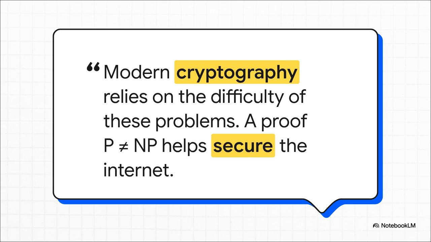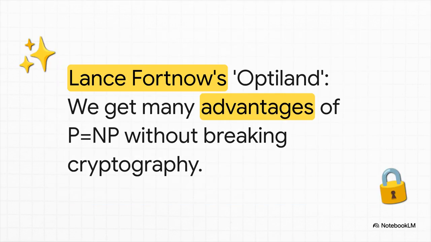Our entire digital life is balanced on the belief that P and NP are different. As computer scientist Tony Pitassi explains, if we could actually prove P is not equal to NP, it would be a massive step toward formally proving that our security systems are actually secure. But here's where it gets interesting. A researcher named Lance Fortnow suggests we're not heading for Algorithmica, but for a world he calls Optiland. It's a place where we kind of get the best of both worlds, many of the amazing benefits of P equals NP, but without the whole breaking the internet downside.